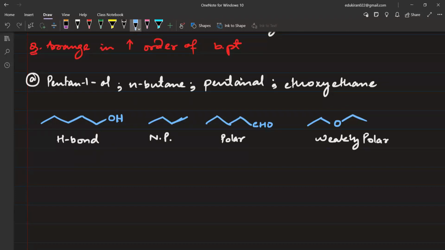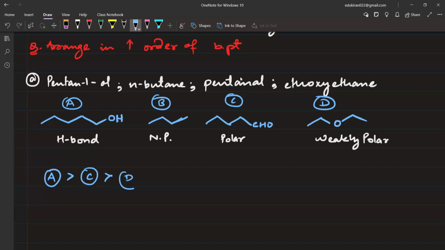Fine. Now, when we say hydrogen bond will have the largest, I will call this A, this is B, this is C, and this is D. So obviously A will have the largest boiling point, no matter the number of carbon atoms. After that, the polar one. What is the polar one? The aldehyde, that is C. And after that, weakly polar, that is D. And after that, B.